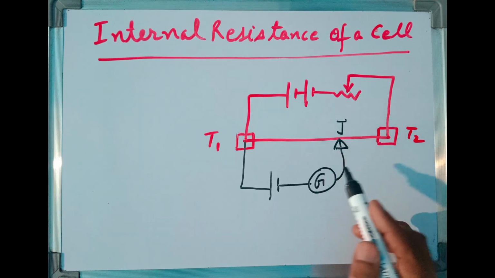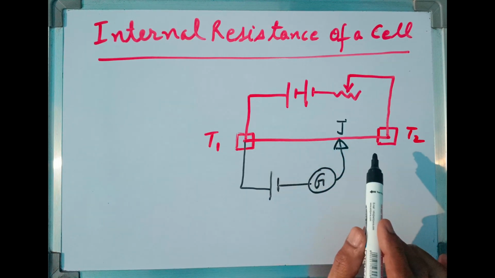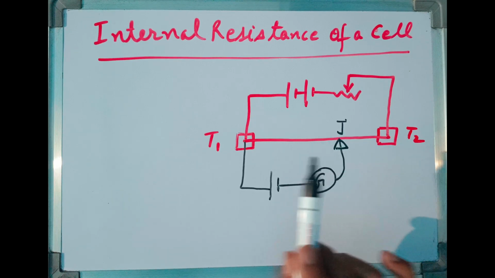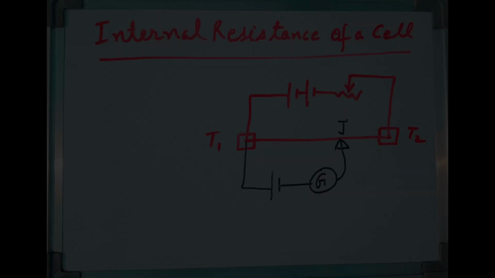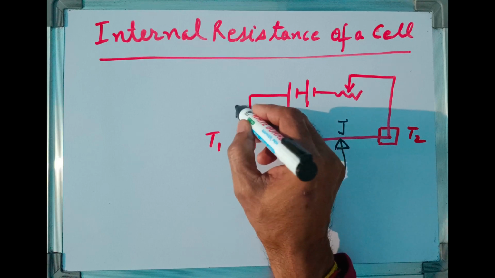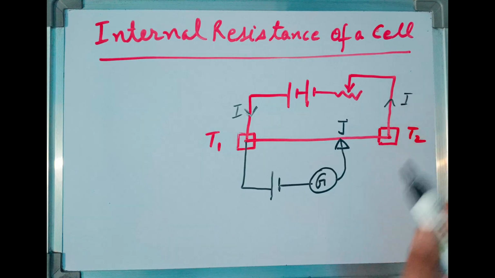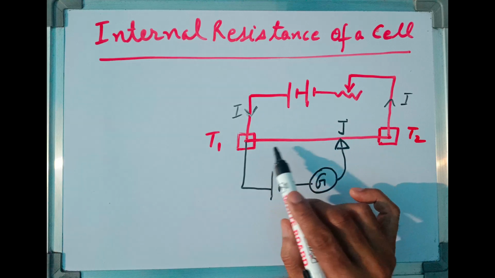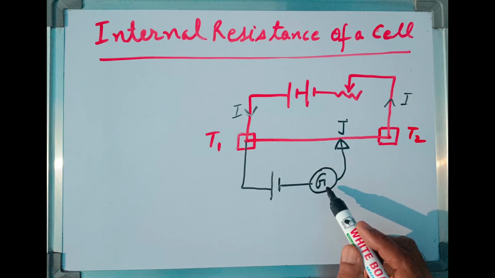Jockey is used to make temporary connection with potentiometer wire. It can be slided over potentiometer wire. This is a circuit which can be used for finding internal resistance of a cell. Suppose current I is made to flow through the potentiometer wire. Then we slide the jockey over the potentiometer wire until galvanometer shows zero deflection.